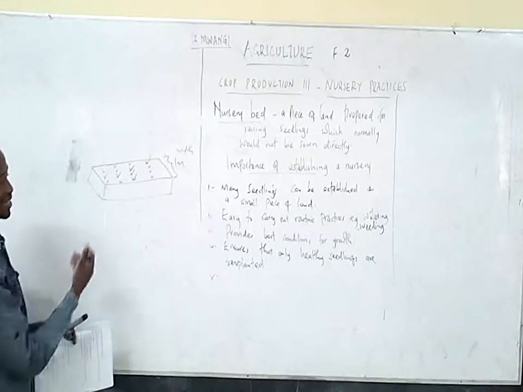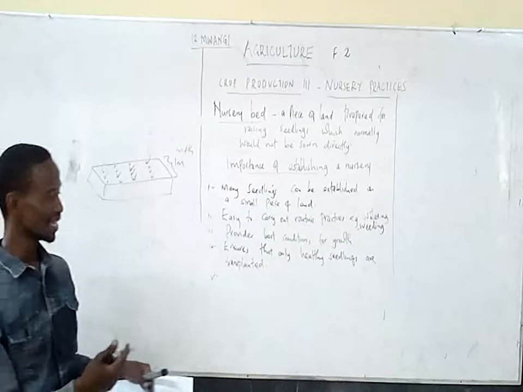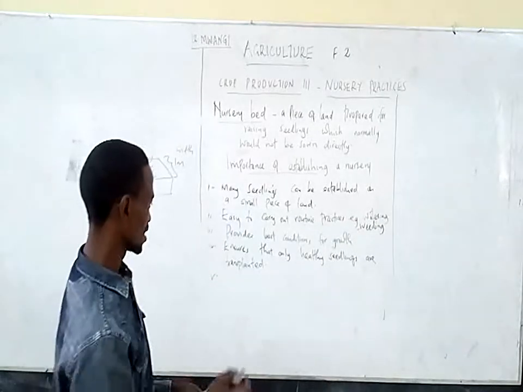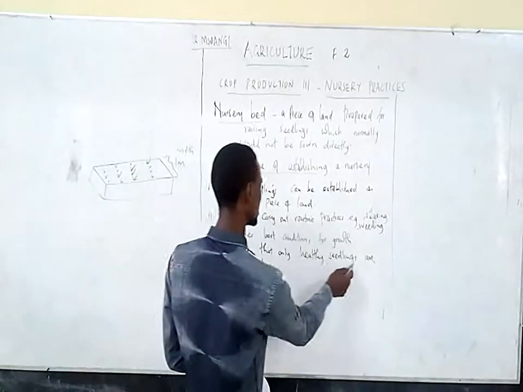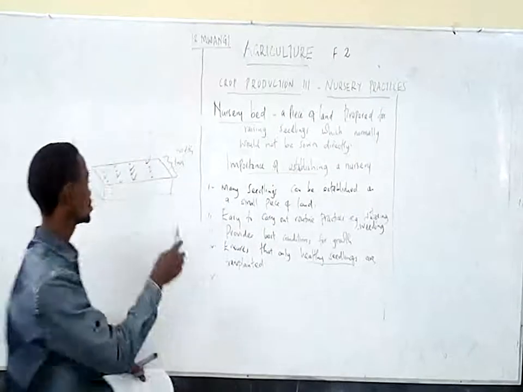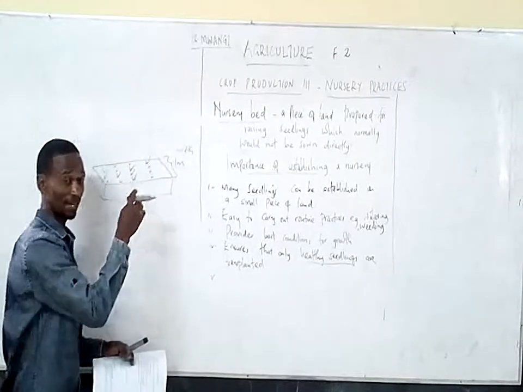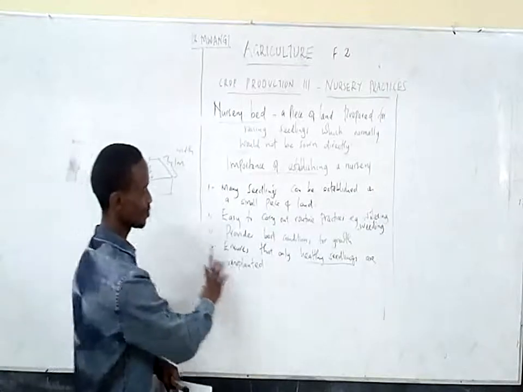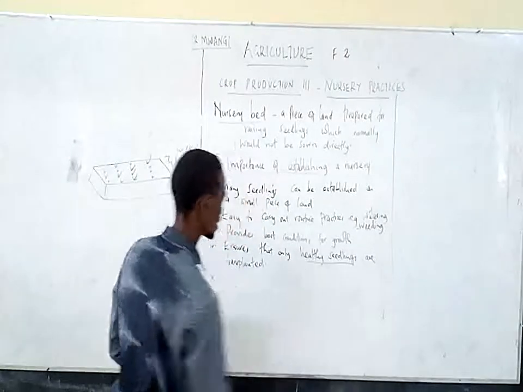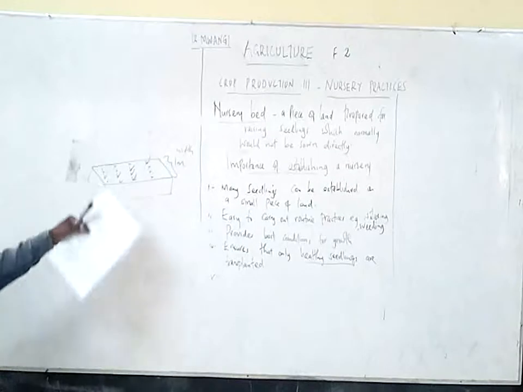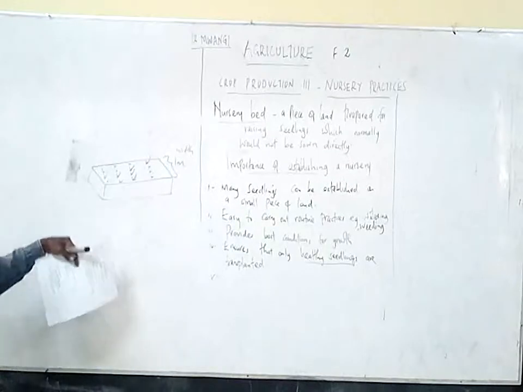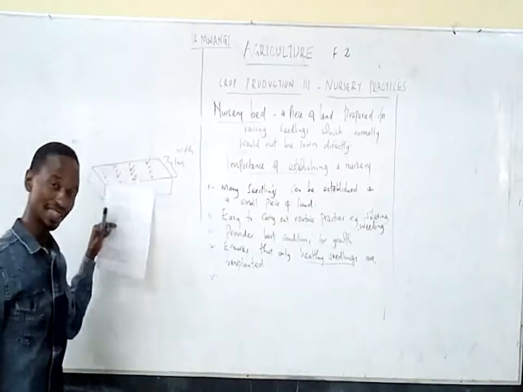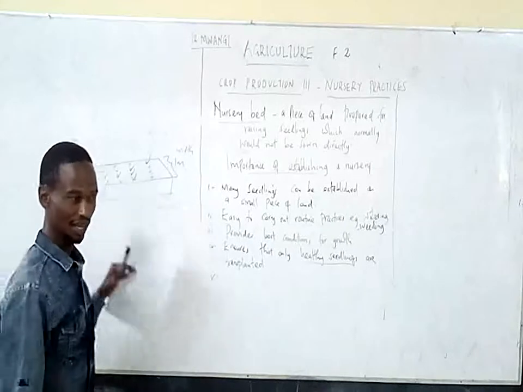Once they reach the required size, that's when they are transplanted. So it ensures that only healthy seedlings are transplanted. Those which are not ready for transplanting are left in the nursery, awaiting the time when they will be ready. So you don't transplant weak seedlings, you only transplant healthy and vigorously growing seedlings.